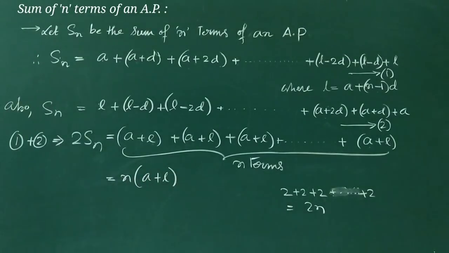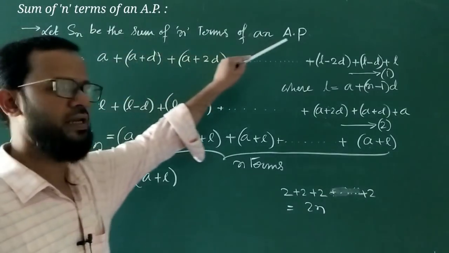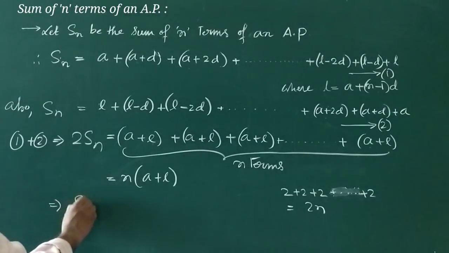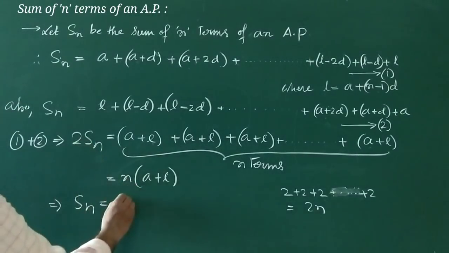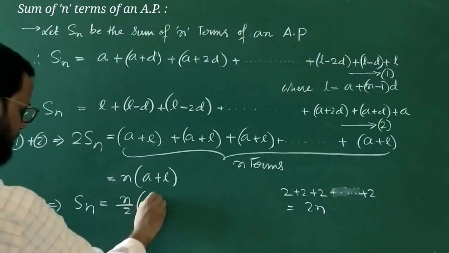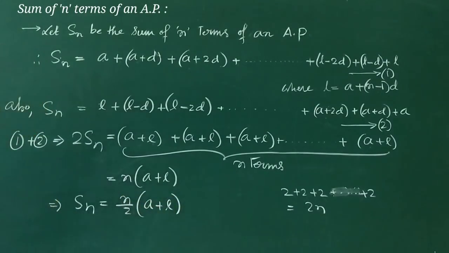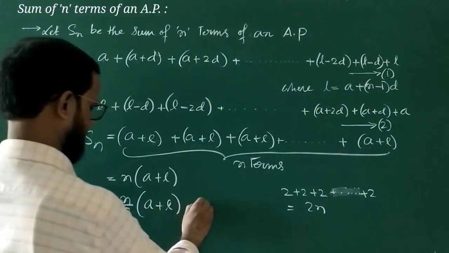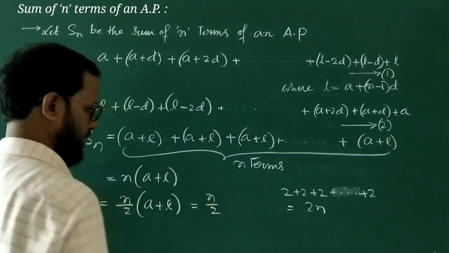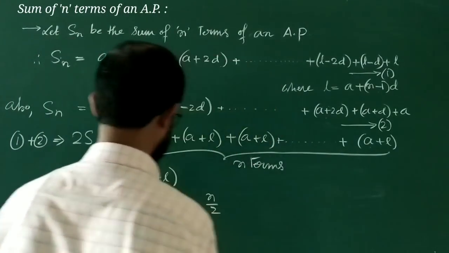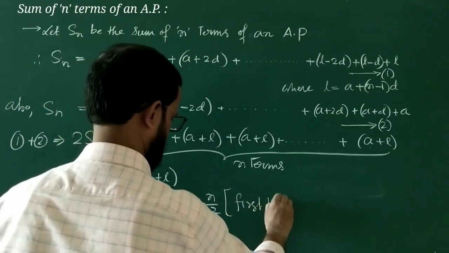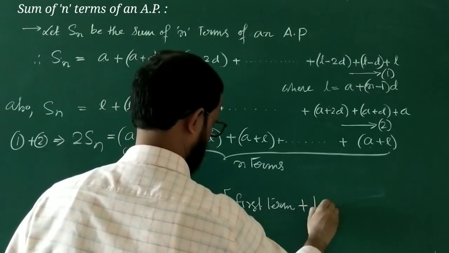Okay, our target is to find Sn. We suppose that Sn is the sum of n terms of an AP, so our target is to find Sn. Therefore Sn is equal to n by 2 into (a plus L). This is one particular formula, if you know the first term as well as the last term. So your formula will be n by 2 into (first term plus last term).